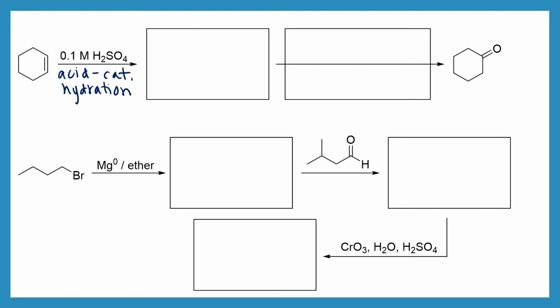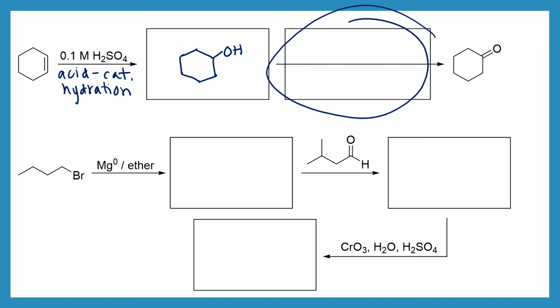And not that it matters, because each of these carbons are equally substituted, but this would be a Markovnikov addition. But again, it doesn't matter because the alkene is symmetrical. We're going to end up with cyclohexanol as our product. Now, the next step says, what reagent is required to go from cyclohexanol to cyclohexanone.